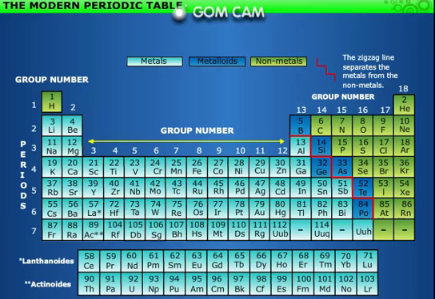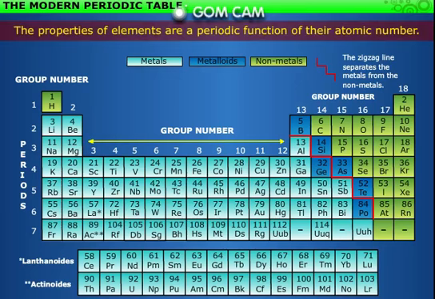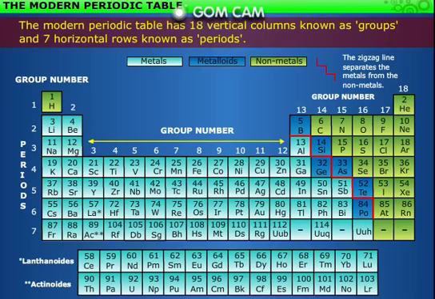According to modern periodic law, the properties of elements are a periodic function of their atomic number. It means that, if the elements are arranged in tabular form, in order of increasing numbers, then the elements having similar properties will occur after fixed intervals. The modern periodic table has 18 vertical columns, known as groups, and 7 horizontal rows, known as periods.